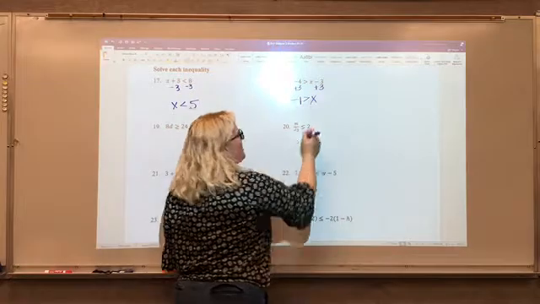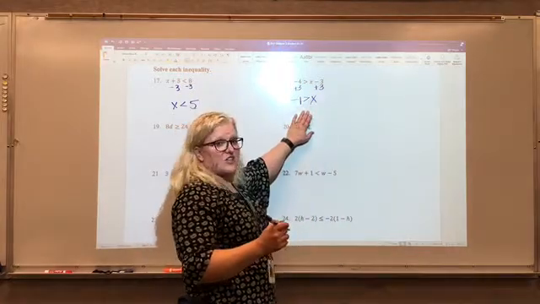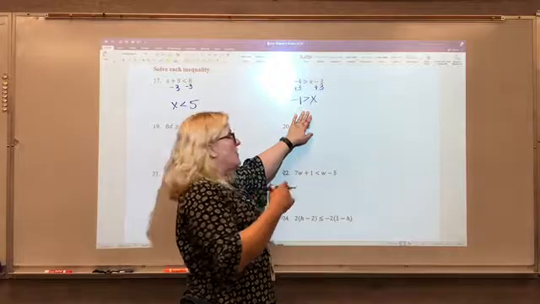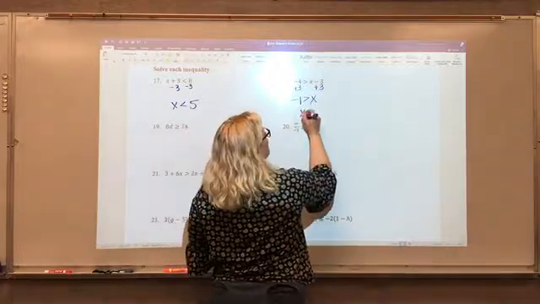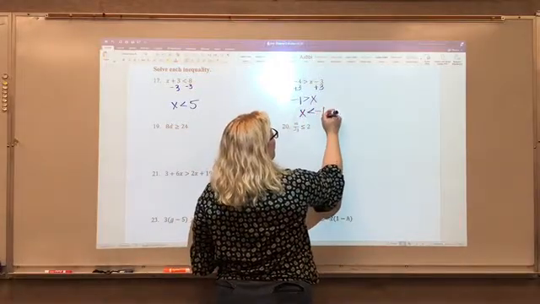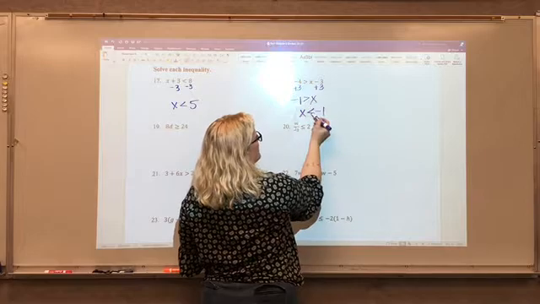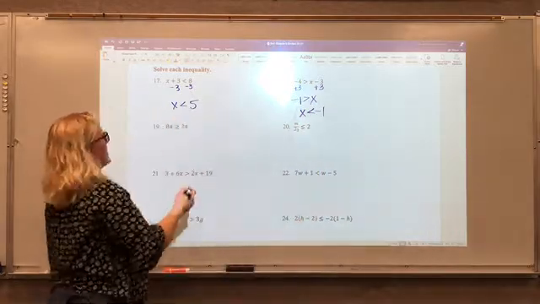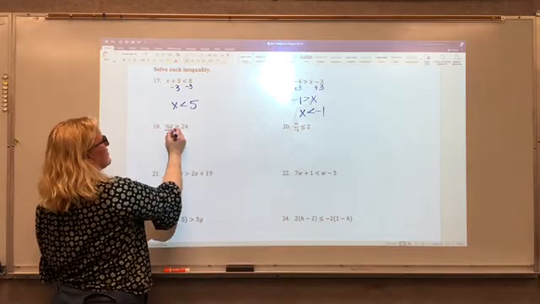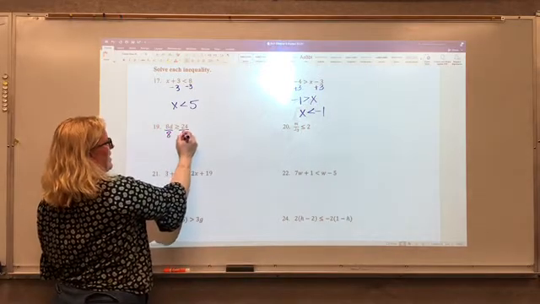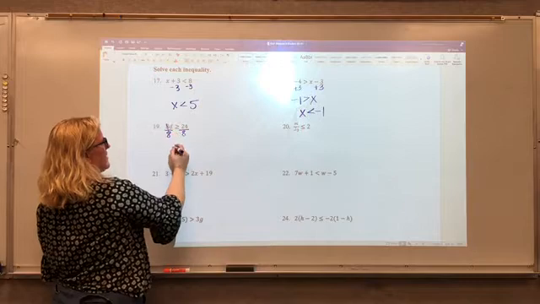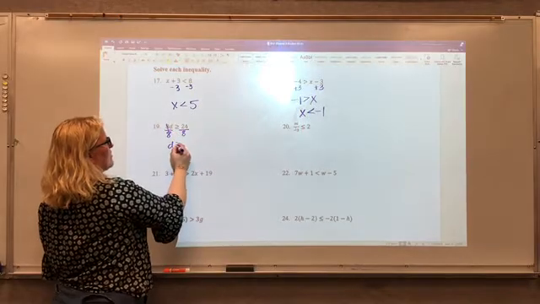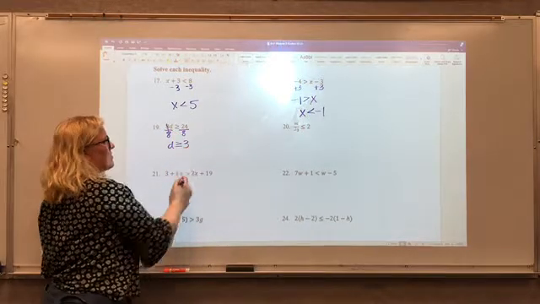Okay, for this one, I add 3 to both sides, so I have negative 1 is greater than x. And that's okay if you leave that as an answer. Again, I like the x on the left, so I would do x is less than negative 1. See how it's pointed to the x? It's still pointed to the x. Okay, 8d is greater than or equal to 24. I need to divide by 8, and I have d is greater than or equal to 3.